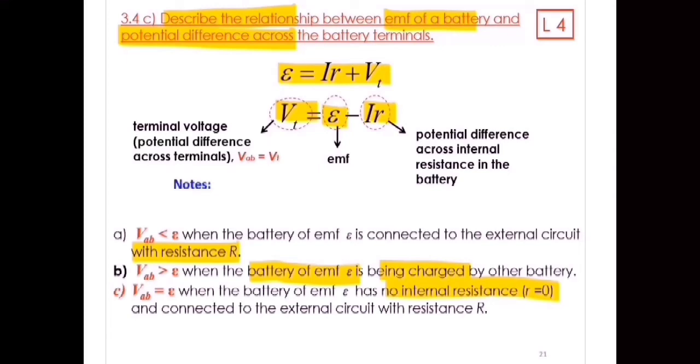EMF, and it has no internal resistance and it's connected to an external circuit with a resistance R. When we put a voltmeter across the terminal, we will get a terminal voltage equal to the EMF only when there's no external resistance.